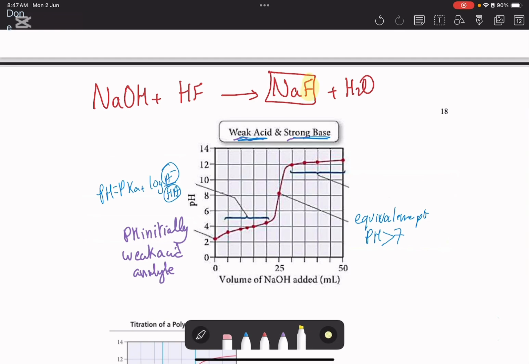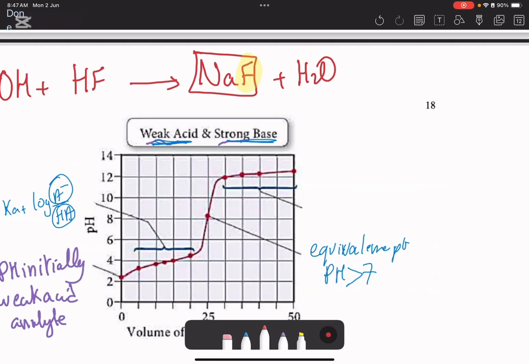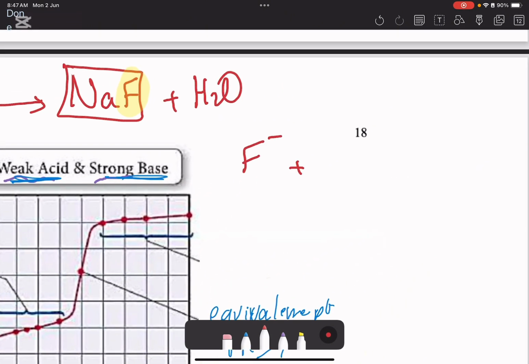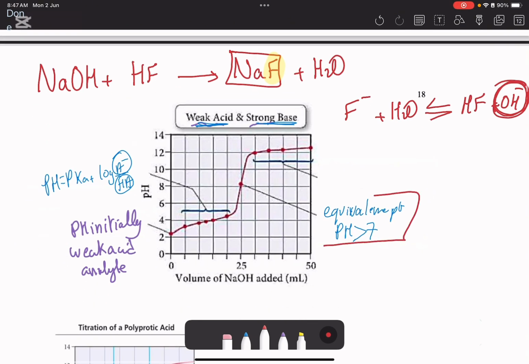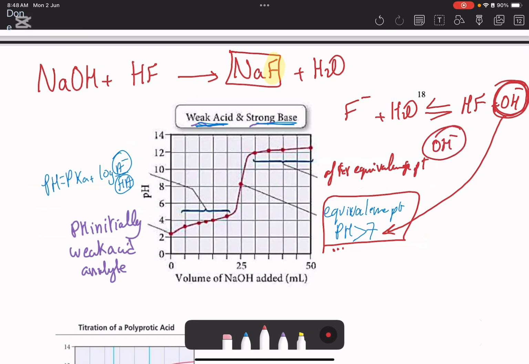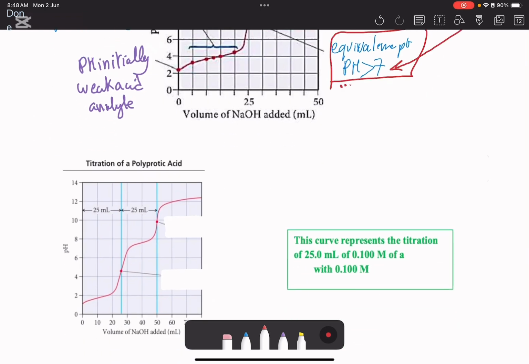Now look at NaF. F minus is a weak base, Na plus is pH neutral. So this F minus is going to react with water and hydrolyze to give you HF and OH minus. The presence of OH minus at the equivalence point is the one explaining why the pH is above 7. And here, this is the point after equivalence point when the OH minus is more than the H plus present.